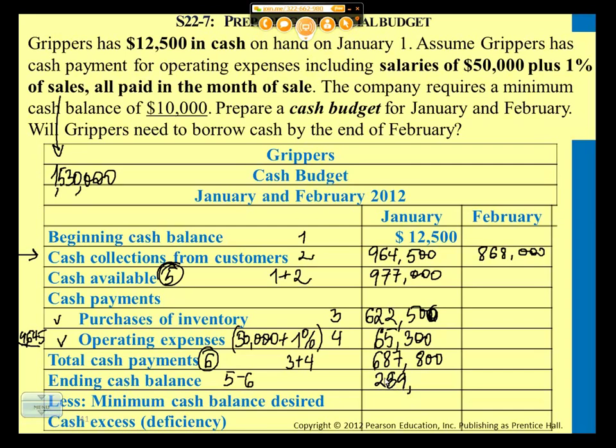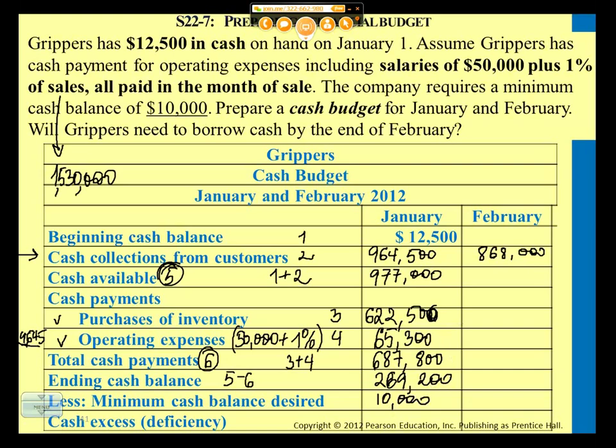289. Okay, cool. Now what else can I put? What is my minimum cash balance desired? How do I get the 10,000? No, where did you find the 10,000? It's given, right? Okay.